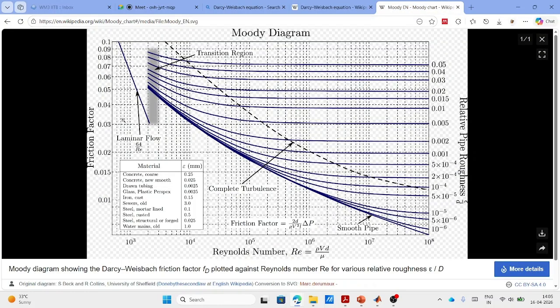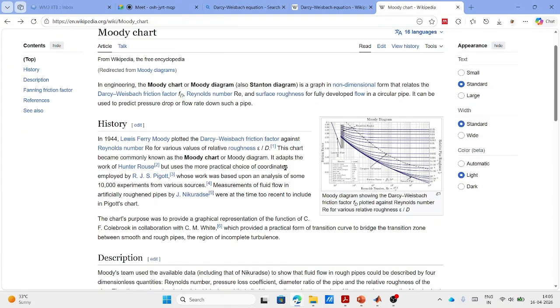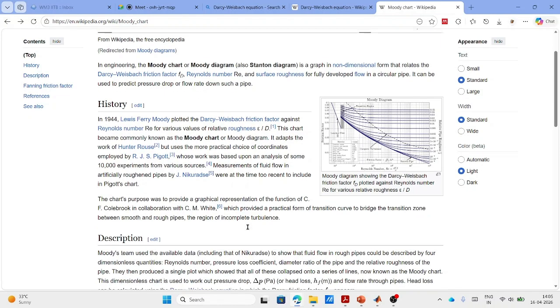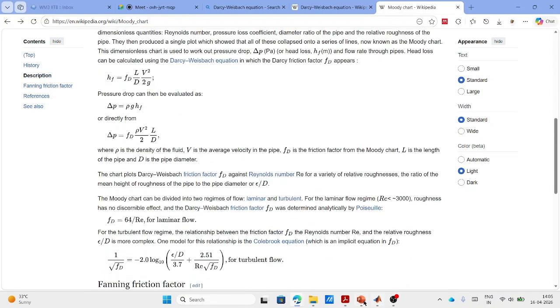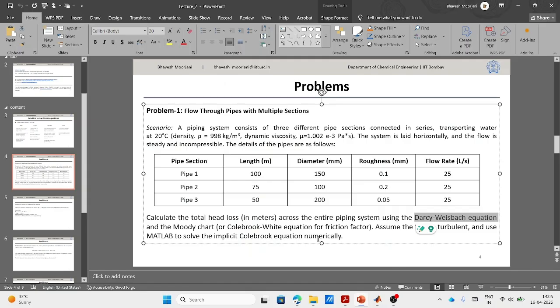But every time it's not possible to look into this Moody diagram, right? Specifically when you are using a programming language, you cannot utilize this information. So a better thing would be if you have some sort of a numerical or empirical expression which represents your Moody chart. So that's where your Colebrook-White equation comes in.